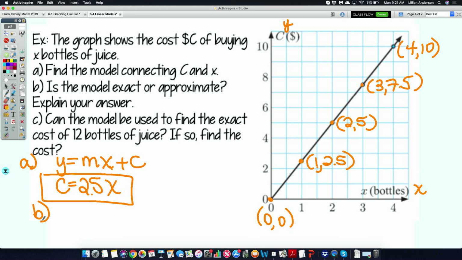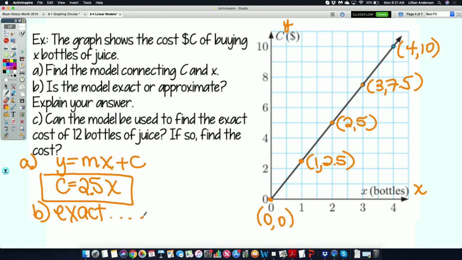Now for B, it's asking you, is the model exact or approximate? Now in this particular case, even though, yes, we are making the assumption that that point is halfway, right here at 2.5, and of course halfway at 7.5, this is still an exact model, okay? This is still an exact model because the line is going up, the cost is increasing in a consistent manner, okay? So because your graph is increasing in a consistent manner, that model is an exact model. I don't have to write that, it's just said, so you can write that down.